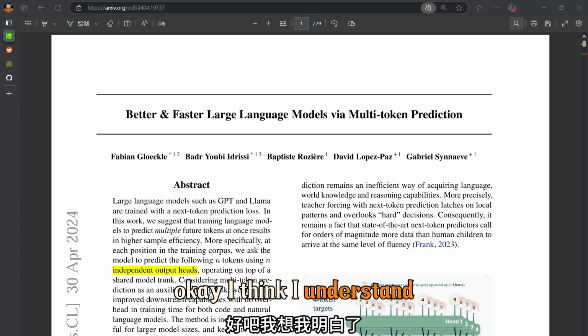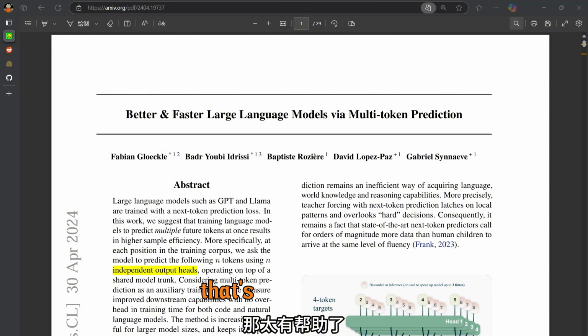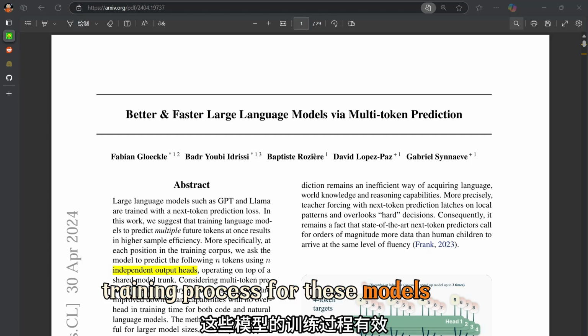Okay, I think I understand the relationship between these multiple heads now. That's super helpful. Glad we could clear that up. Now let's get back to the training. Yeah, so how does the typical training process for these models work?